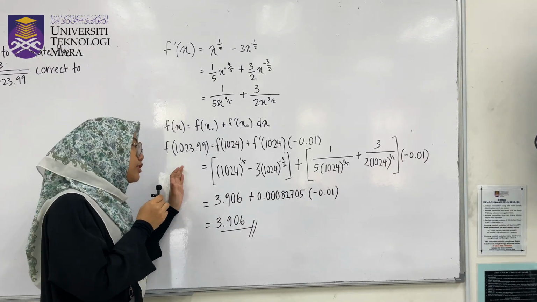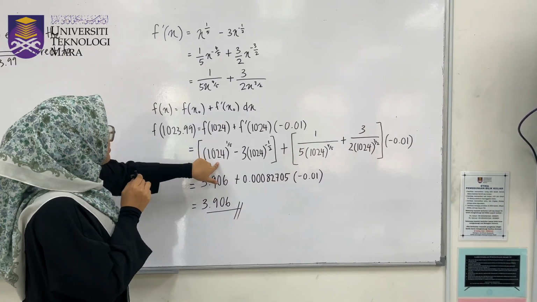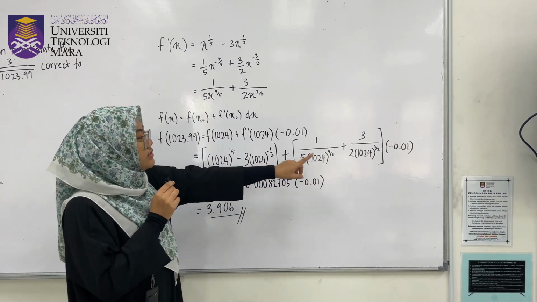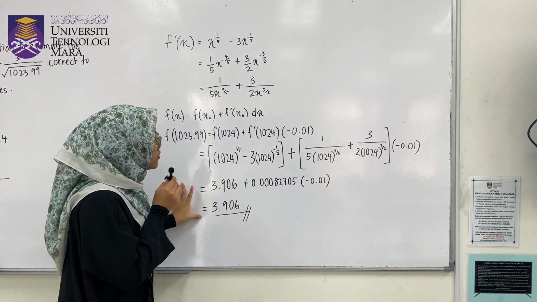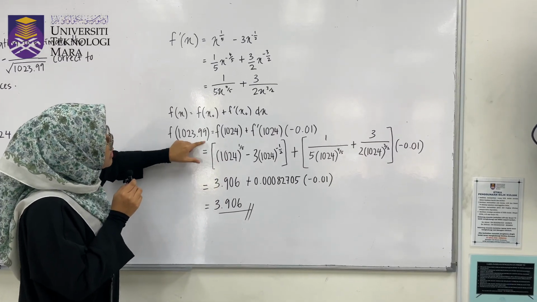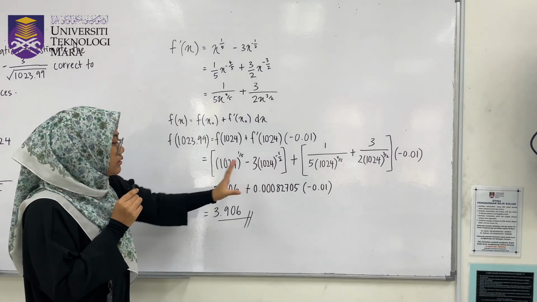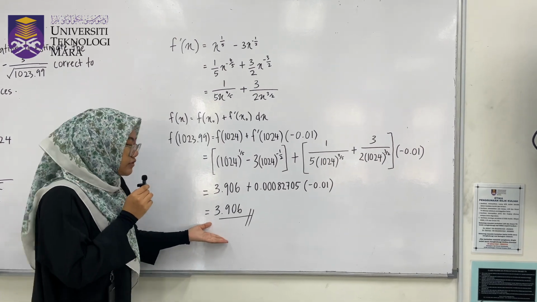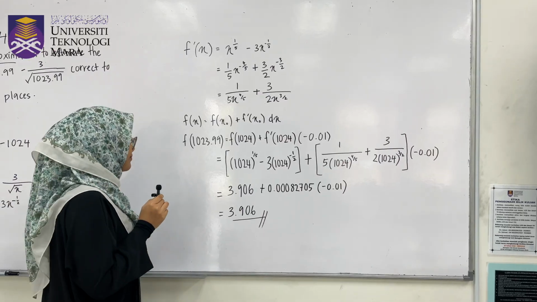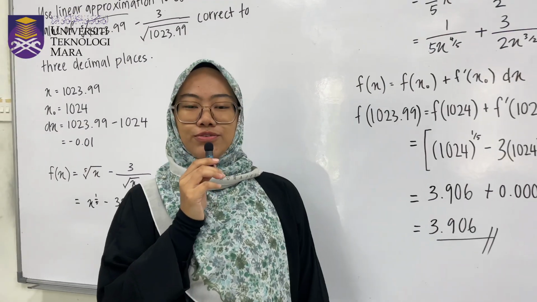After that we substitute the information we found into the expression: we substitute the initial value in the function, and then plus f prime of x multiplied with negative 0.01, which is the delta x. We solve it one by one according to the brackets, and we get the answer for this question, which is 3.906, and that's it.